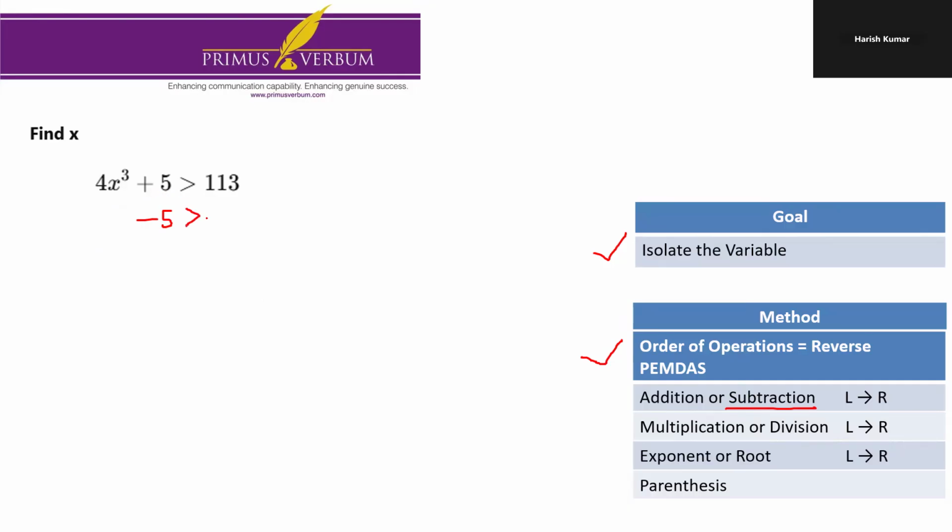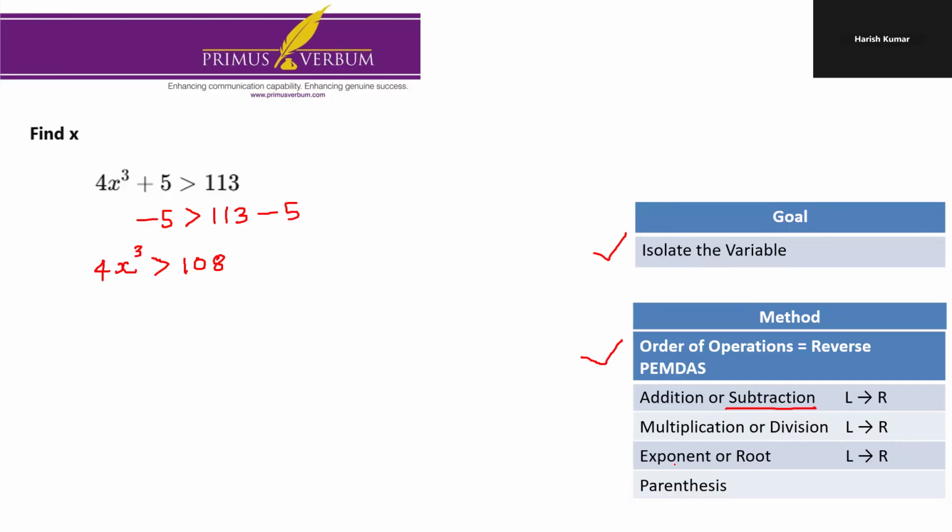Now, if I do that, I will have to subtract 5 from the right hand side as well to maintain the inequality. So I have to subtract 5 from both sides of the inequality. This gives me 4x cubed greater than 108.